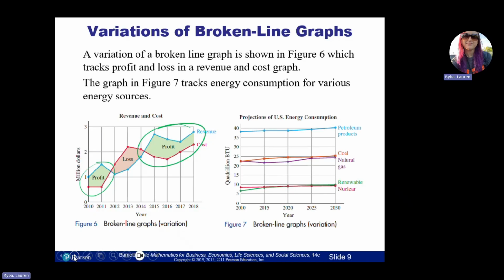Another type of broken line graph here is if you want to graph multiple different things. So energy consumption, we have petroleum, coal, natural gas, renewable energy, nuclear energy, and you can see how that consumption has occurred and where they're projecting it to be in, say, 2030.